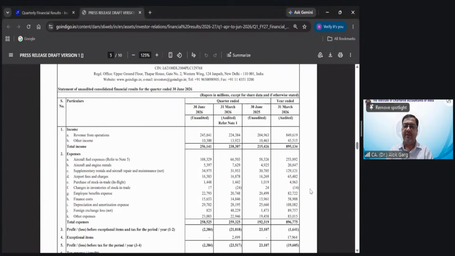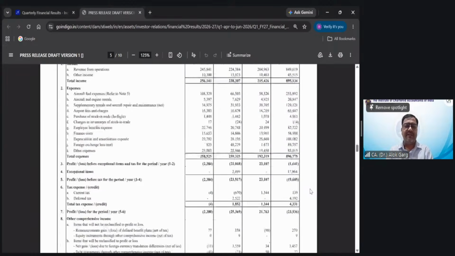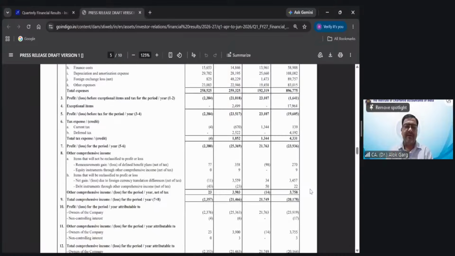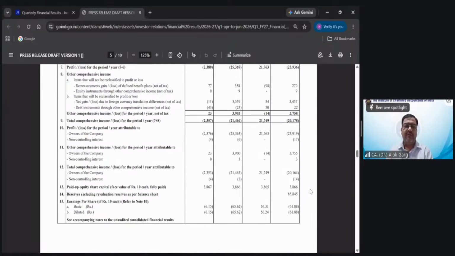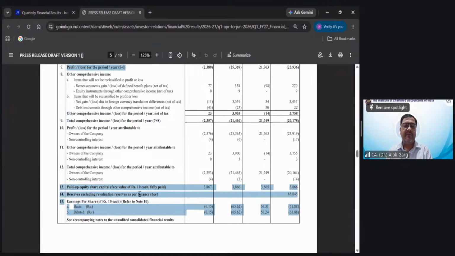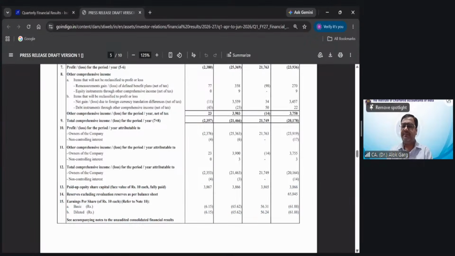Now, my dear friends, while this P&L format is the same, at the end you will find reserves excluding revaluation reserve and paid up equity share capital. These line item numbers 13 and 14 are never part of your P&L format in the financial statement. Correct?